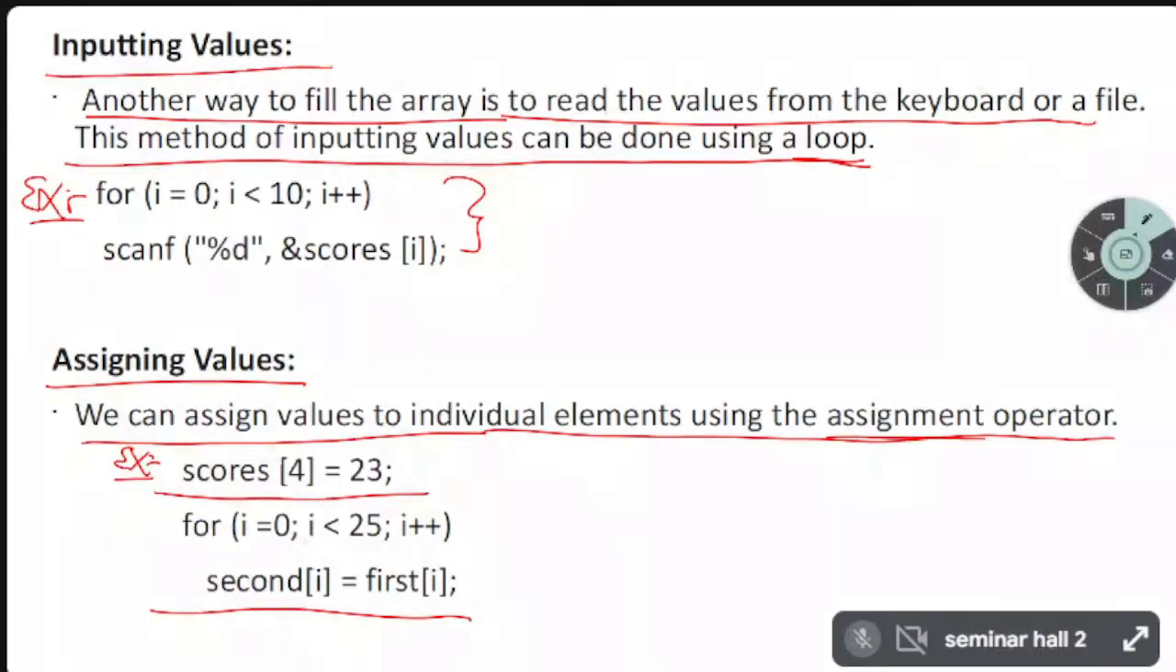And what is the second example? Can anyone say? For i = 0, i less than 25, i plus plus. First of i, assignment statement. How to read an assignment statement? Left side to right side or right side to left side? An assignment statement is read from right side to left side. First of i is assigned to second of i, right? So what are we doing with this? Can anyone say?